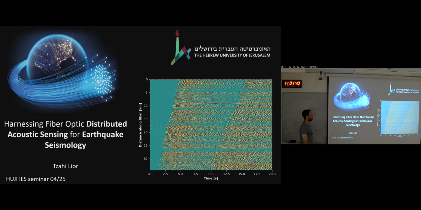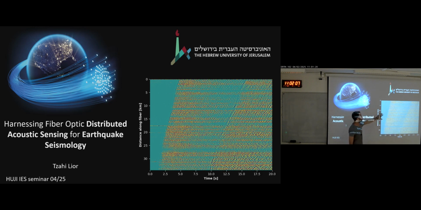Okay, so in this talk I'm going to show you most of what I've been doing since I got here, roughly 3.5 years ago. I'm going to talk about how we can harness fiber optic sensing for seismology, specifically to study earthquakes. So the data that we're using looks like this. We're used to looking at seismograms as a single time series, but now we're looking at it as images, matrices, where we have distance along the fiber as a function of time.